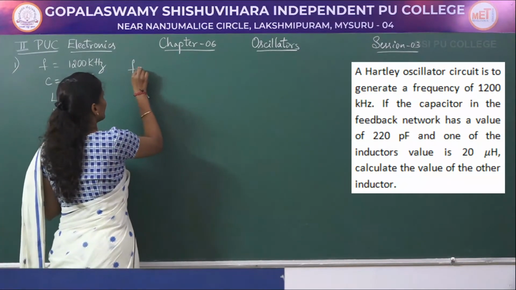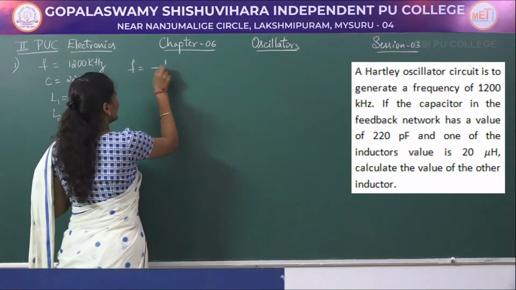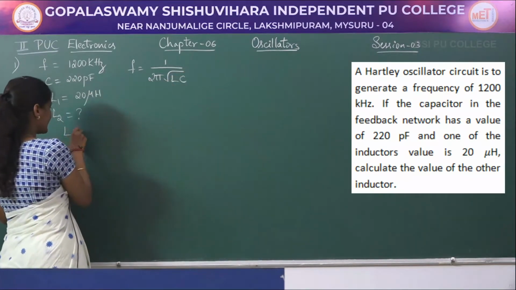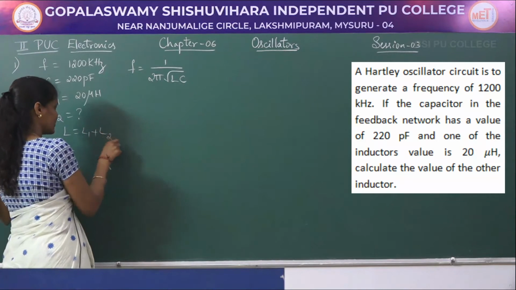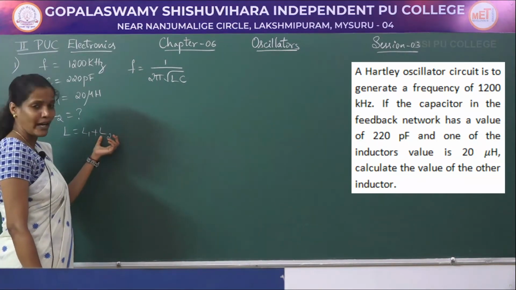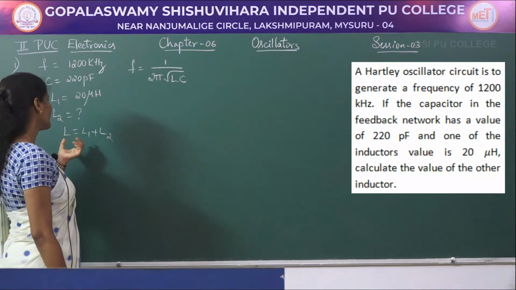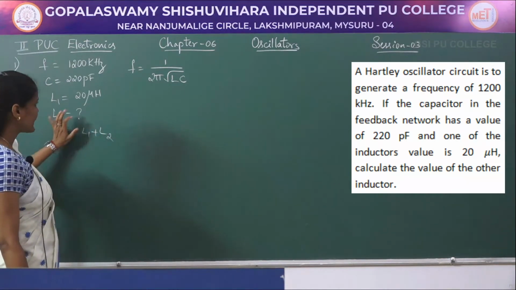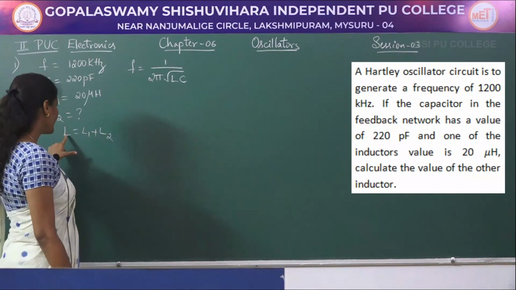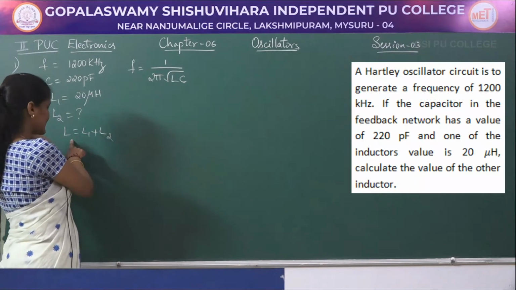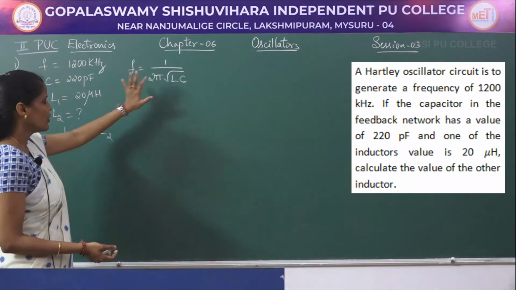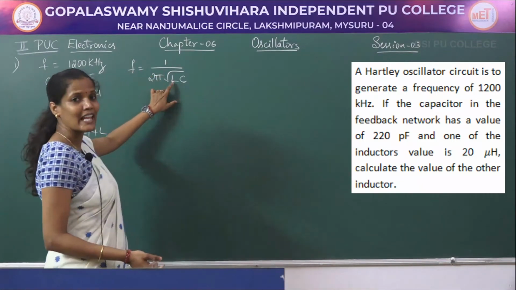We are having the formula f is equal to 1 divided by 2 pi root LC, where L is equal to L1 plus L2. I know only one value, that is L1 is known, L2 you have to find out. So what shall we do is, let us retain the formula as it is. Let us first find out the L value, then we are going to substitute the value of L in this formula. We know L1, we can easily find out L2.